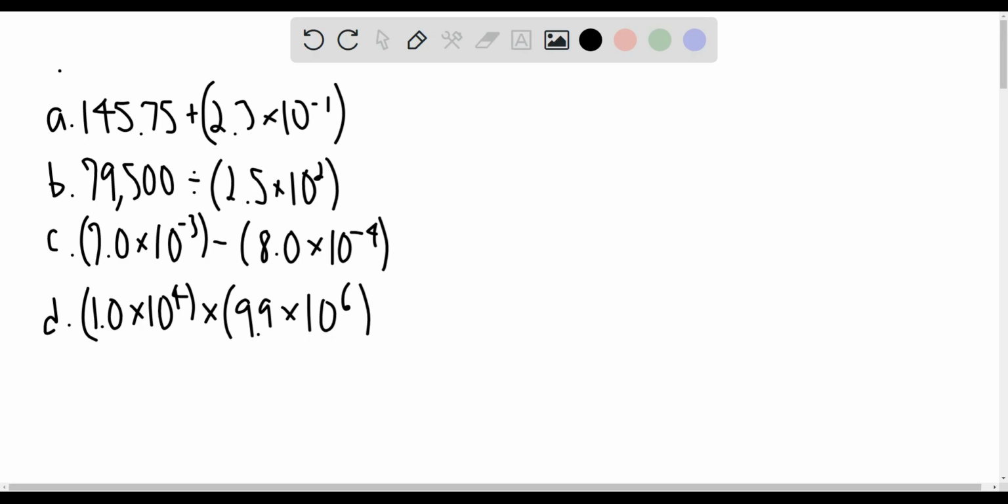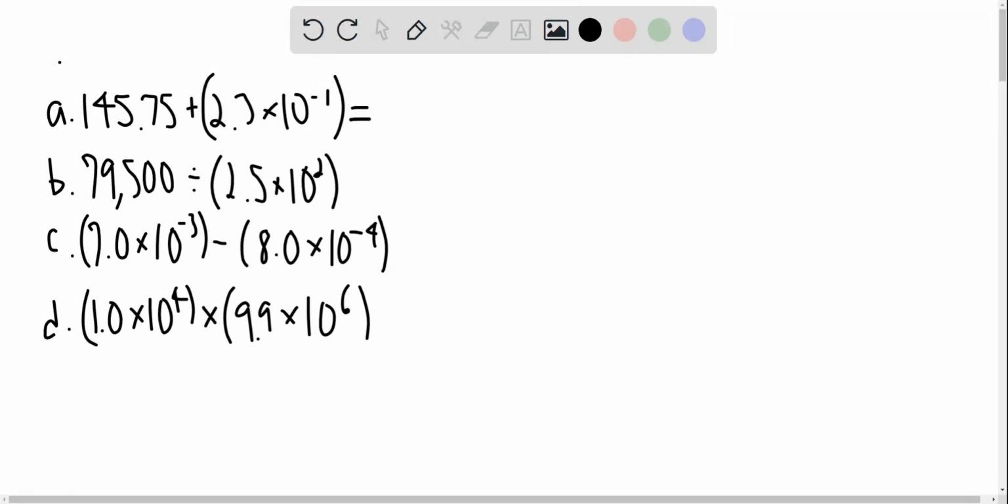So here we want to do what is in the parentheses first. So 2.3 times 10 to the negative 1. When you multiply by something that is to the power of negative 1, you're decreasing that number, right? It's going to become smaller. So since it's 10, we're just going to move the decimal point 1 to the left because we're making it smaller. And of course, that'll be 0.23.